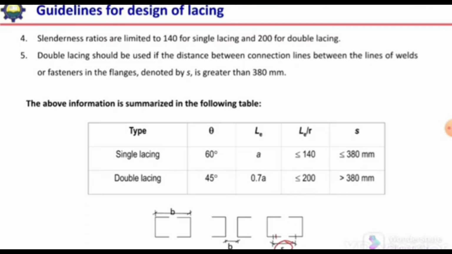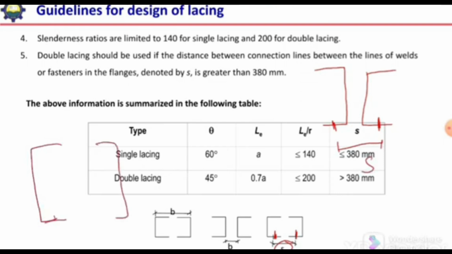And this S is the distance between the fasteners in case of a built-up section. So if we use a channel section like this, one rivet will be over here and the other rivet will be over here. So the distance between these rivets will be S. And if we use the channel sections face to face, in that case, one rivet over here and the other rivet over here, so this will be the S value. So if this S is more than 380, then we will use double lacing, and if it is less than 380, we can use single lacing.